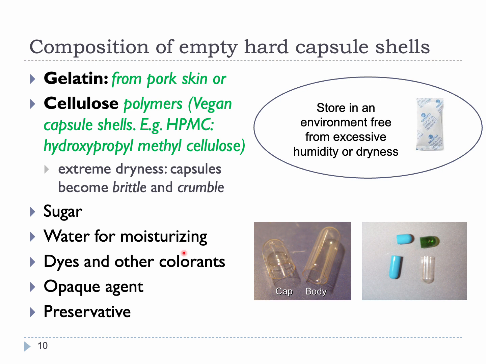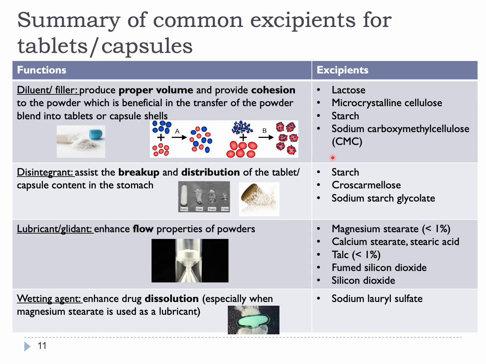Due to its composition, if a capsule shell is stored in extremely dry conditions, it becomes brittle and crumbles. So it's advised to store capsules in an environment free from excessive humidity or dryness. This is a summary of common excipients for capsules or tablets. Similar to tablets, capsules also need to use diluent, disintegrant, lubricant, glidant, or wetting agent.